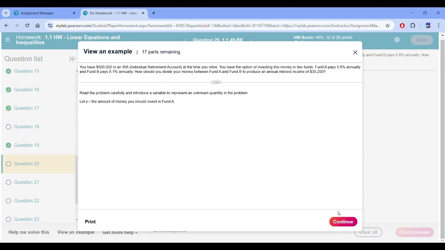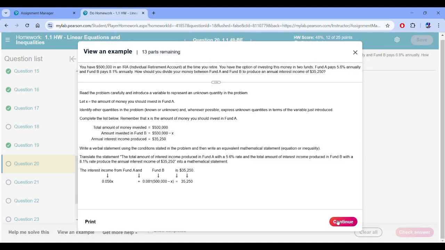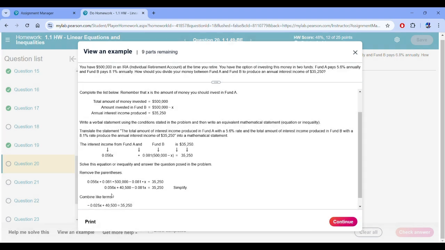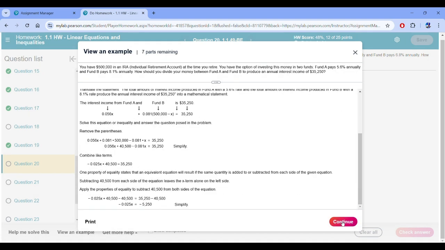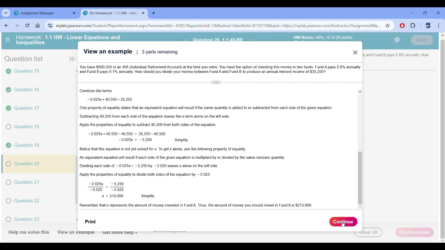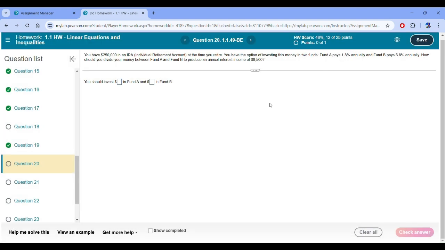So they said X is the amount that you invest in Fund A, which means that it's going to be $500,000 minus X to get the other one. Here you want $35,000 of interest. So here comes the equation. The interest from the first account is 0.056, the second account is 0.018, and is equal to that. So that's the equation that I came up with. Solve this equation, and then you'll be able to get X alone. From there, you subtract it from the other side, and then you get how much you invested in each side. Hopefully that makes a little bit of sense.